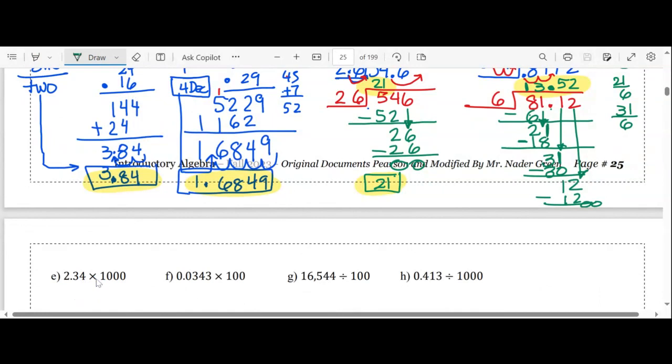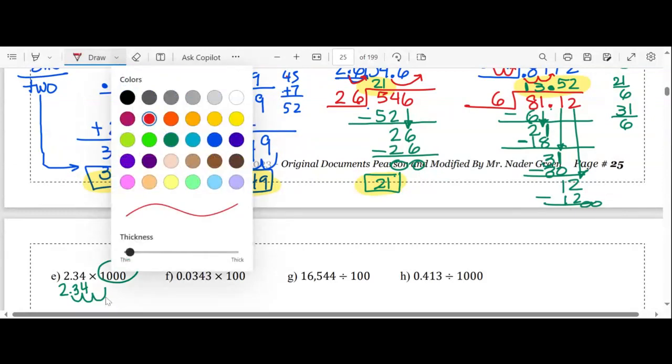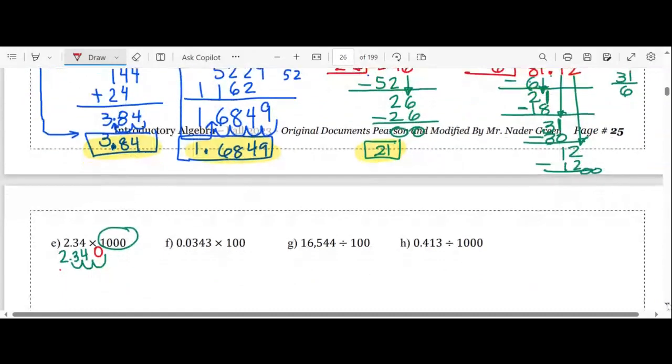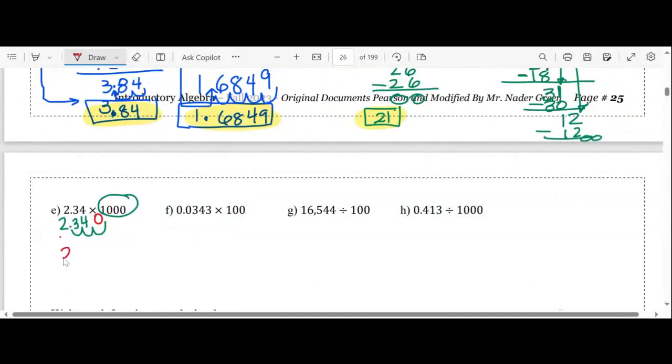If I multiply times 1000, does the number get bigger or smaller? Bigger. So I have to move the decimal point how many places? 1, 2, 3. So I have to add what? Add 0. So what's your final answer? 2340.